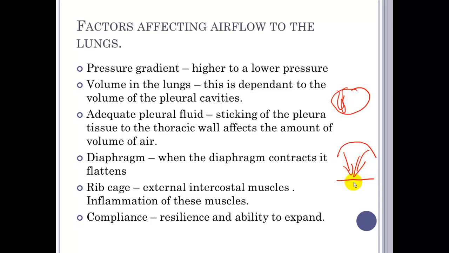Rib cage: the external intercostal muscles can be inflamed. When these muscles get inflamed, this can decrease your ability to actually bring air in. It's called costochondritis. And then compliance, resilience and ability to expand. If the lungs will not expand from whatever the reason, then compliance is hampered.